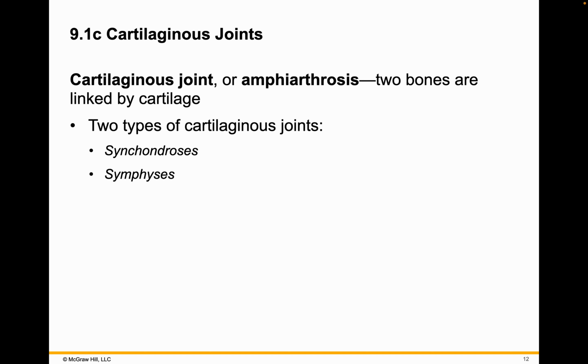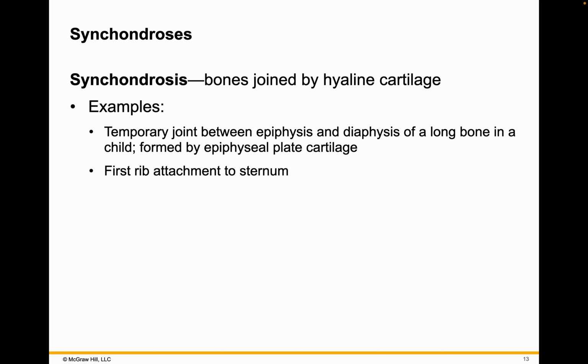Cartilaginous joints are amphiarthrotic joints. Two bones are linked by cartilage, and they can either be a synchondrosis or a symphysis. In a synchondrosis, the bones are joined by hyaline cartilage, so there's an epiphyseal plate holding the long bones together as they are growing. That would be, at the time, a synchondrosis. And additionally, the first rib's attachment to the sternum is through a synchondrosis.